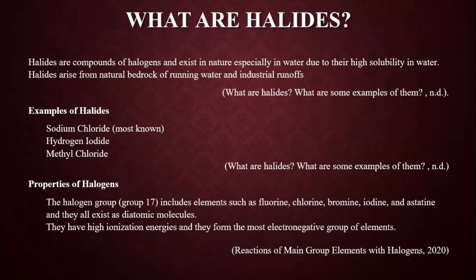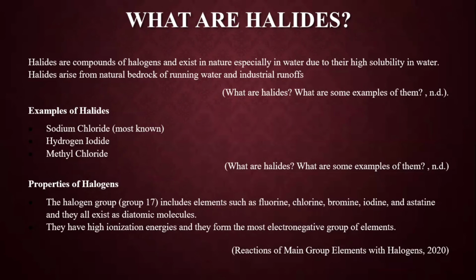What are halides? Halides are compounds of halogens and exist in nature, especially in water, due to their high solubility, and they arise from natural bedrock, running water and industrial runoffs. They consist of a halogen anion, also called a halide ion, and a cation, and they are present in nature, such as salts and acids, which are essential to human life, and they can be found in minerals, animals, and plants. Some examples of halides are sodium chloride, which is the best known one, hydrogen iodide, and methyl chloride.